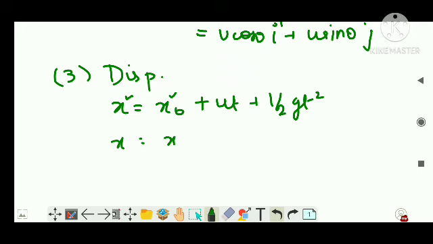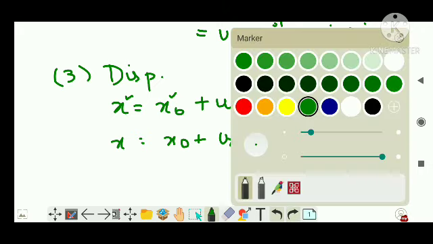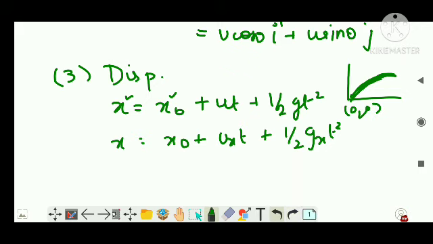So x is equal to x naught plus ux t, that is velocity in x direction, plus half gxt square, right? Now in x direction, we have drawn the projectile motion like this, that is, initial point is origin, so it is 0, 0. So x naught, that is initial position, is 0, so I can avoid writing it. And what is initial velocity in x direction? U cos theta into t.